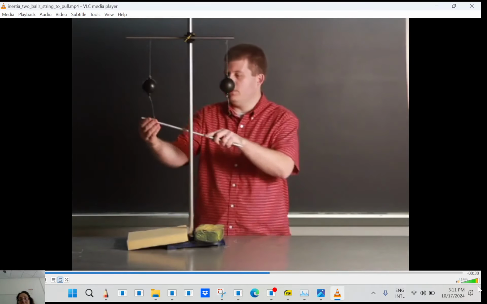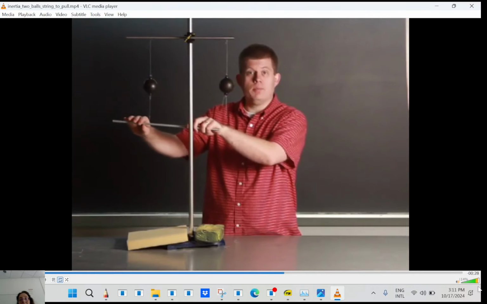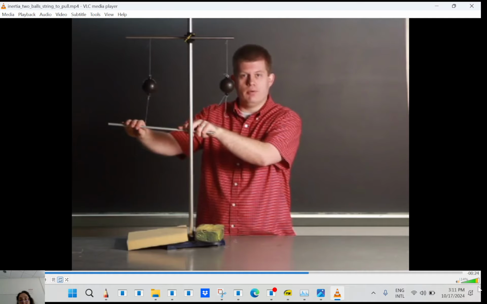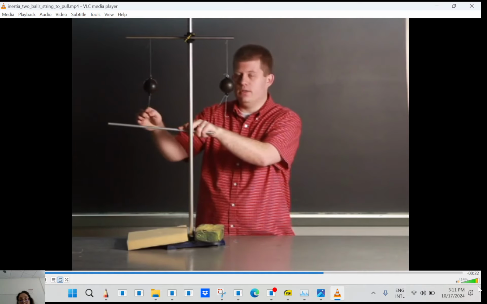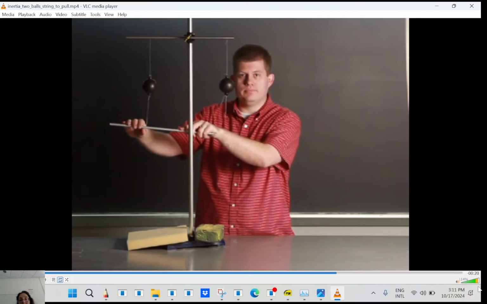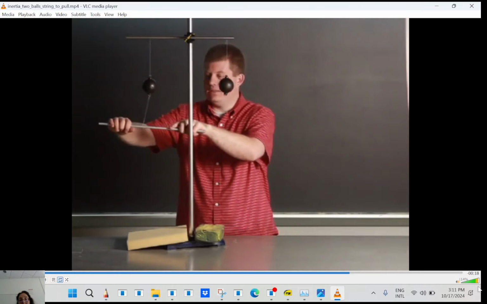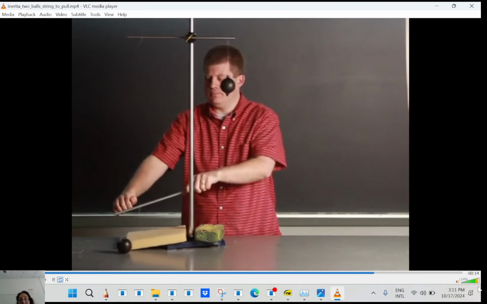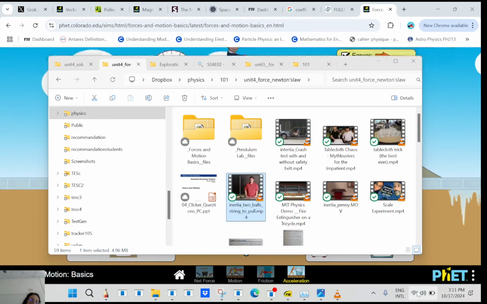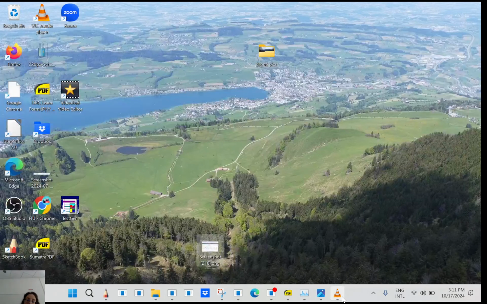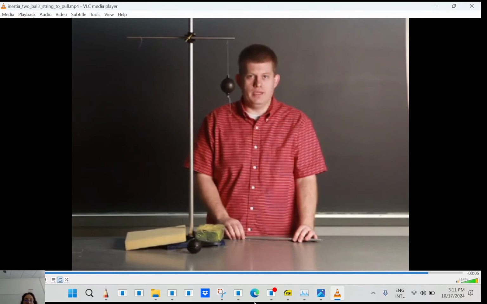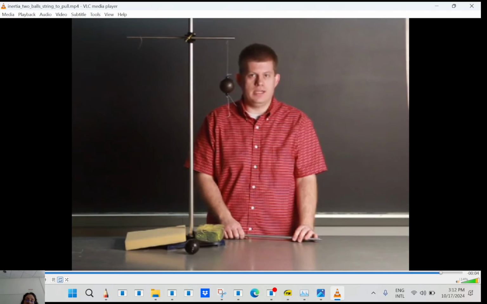Now I will pull down on the second ball, but this time I will pull very slowly. The question is, which string will break first, the top string or the bottom string? All right, so we pull slowly. The top string broke this time because I was able to slowly accelerate the ball, get it moving, and pull the top string.